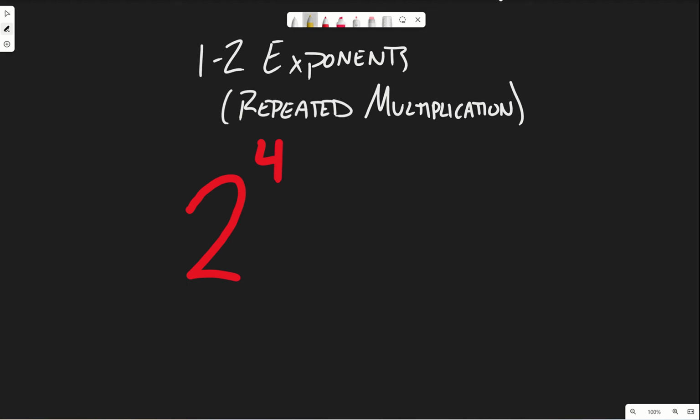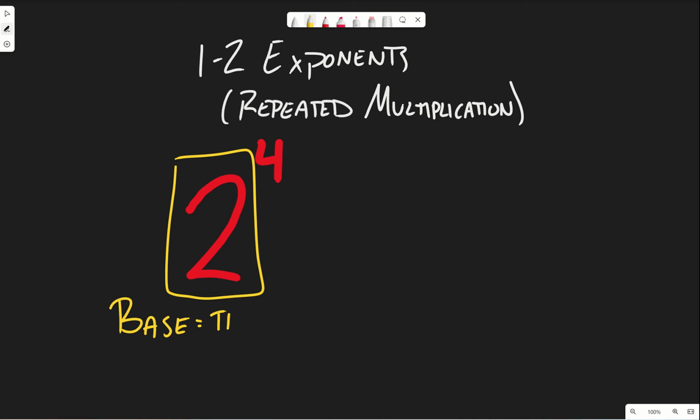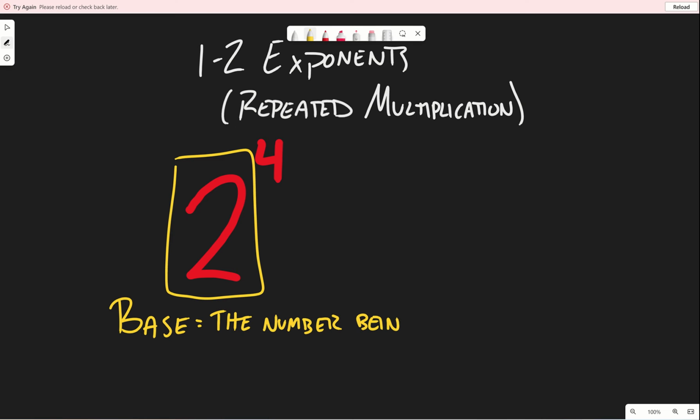So there are some parts to this that we need to know. This 2, this is called our base. The base is the number being multiplied repeatedly. So this is a number that's being multiplied over and over and over and over again.